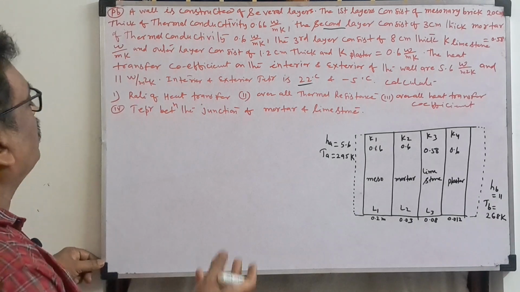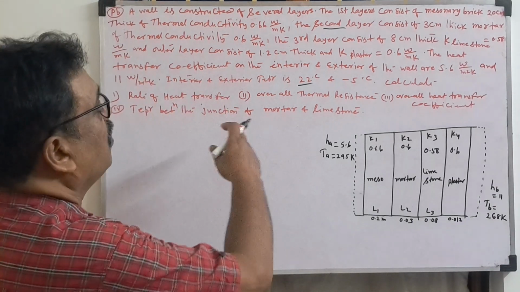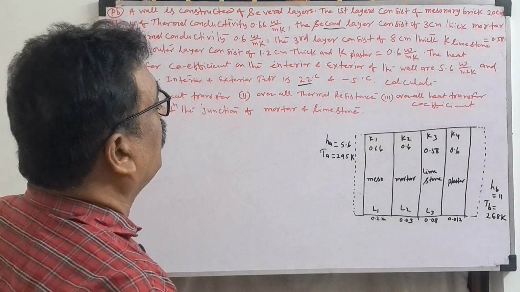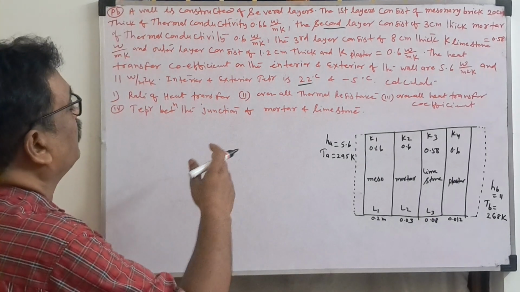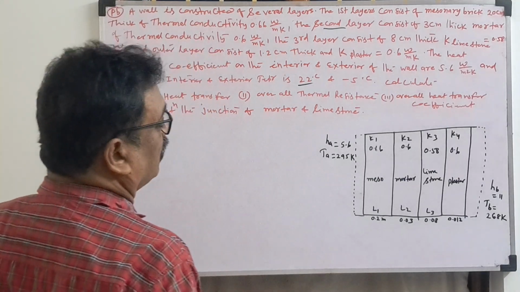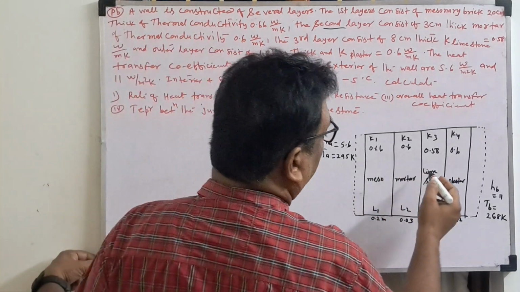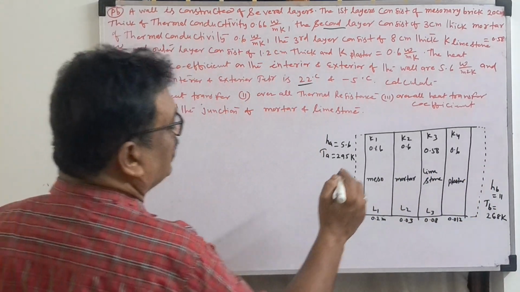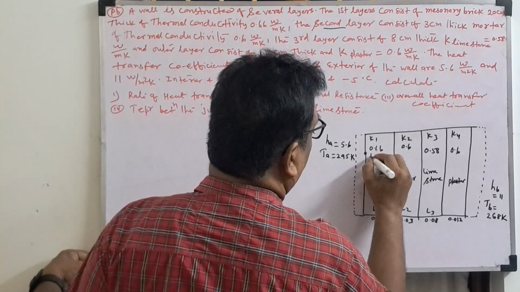Then the exterior and interior heat transfer coefficients are given. This much is given. What they are asking: calculate the overall thermal resistance, overall heat transfer coefficient, and the temperature at the junction of mortar and limestone. If they ask for a temperature, what is the interface temperature here? Interface temperature, you call it T1.